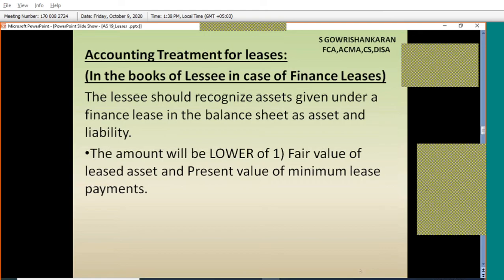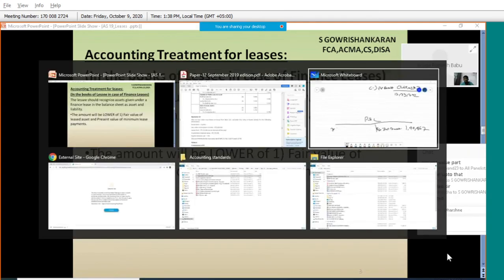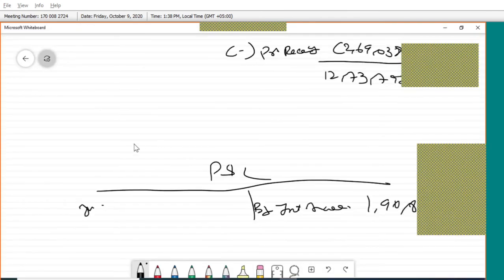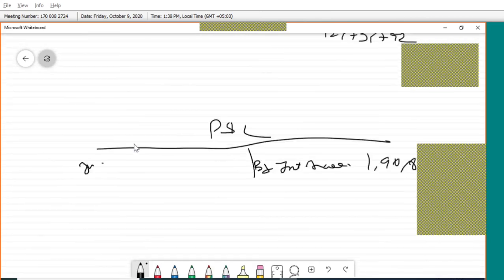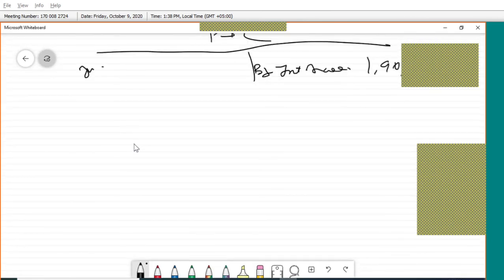We have to identify two things. One is fair value, which is already given in the question, that is 20 lakhs. Another one is present value of MLP. That is what we have to identify, because present value of MLP is not given. Only the gross figure is given. The discounted figure we have to identify. How to identify that?